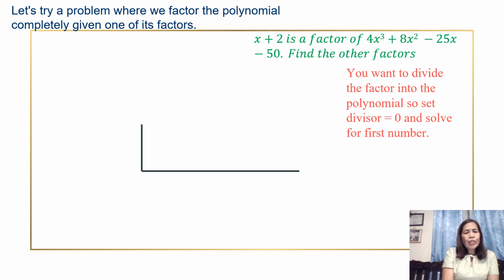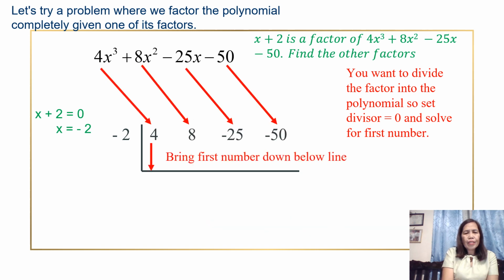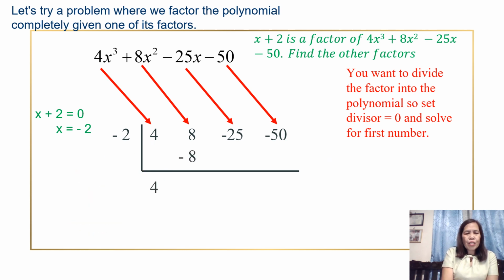So, ganun pa rin. Pwede natin gamitan ng synthetic division. Okay? So, from the first factor, x plus 2 equals 0. Let's get the value of x. So, that's negative 2. Ilagay siya dyan. And then, ibaba na natin ang mga given. So, 4, 8, negative 25, negative 50. And then bring down 4. 4 times negative 2 is negative 8. 8 minus 8 is 0.